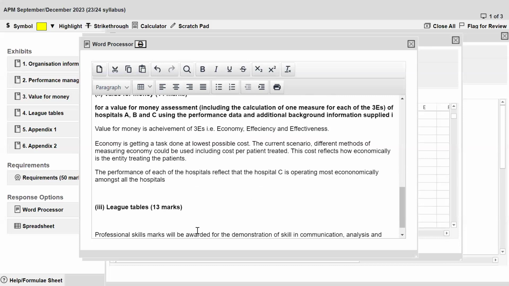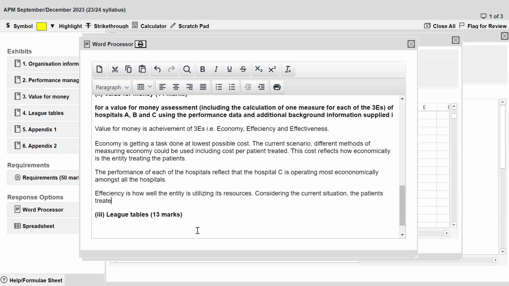Now, with respect to efficiency, it is how well the entity is utilizing its resources. Considering the current situation, the patients treated by each doctor is a reflection of efficiency.